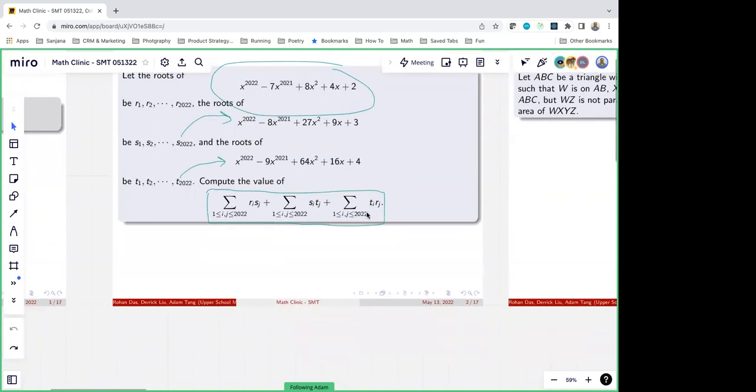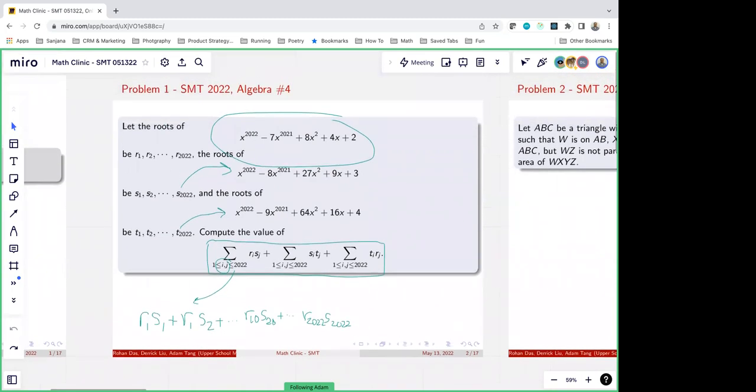So just to make sure we all understand what this means, the first sum is going to be interpreted as R1 S1, R1 S2, and pretty much every combination of i and j that fit these criteria. We can write R_i S_j. So for example, we could have R10 S20, or really anything that we want, as long as the two indices i and j are between 1 and 2022 inclusive. So we can write it so that the last term is R2022 S2022. And the same applies for each of these sums. The goal is to get this value given that these are roots of these 3 polynomials.